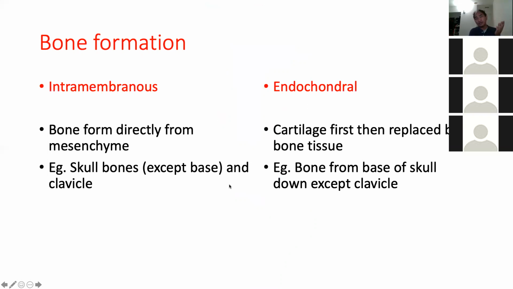So bone formation, you know that already. Intramembranous and endochondral. Intramembranous bone is formed directly from mesenchyme: skull bone and clavicle. Only two bones you need to remember: skull bone and clavicle, and the rest of the bones are endochondral.